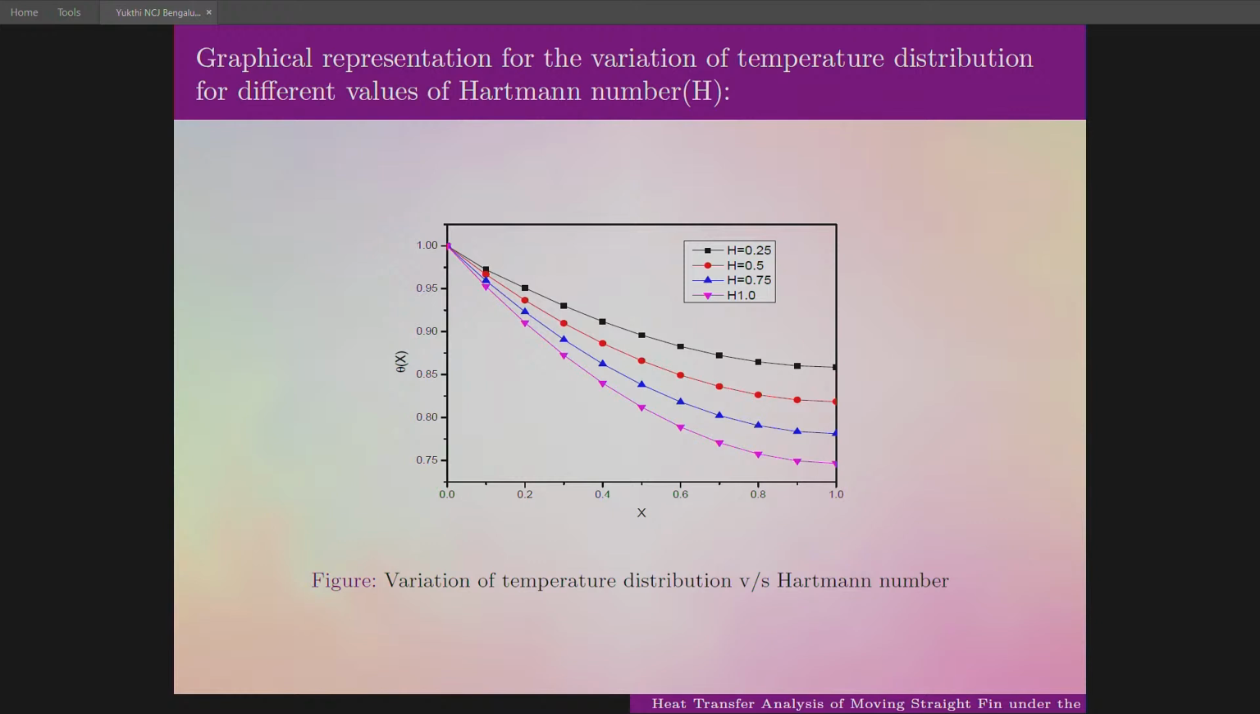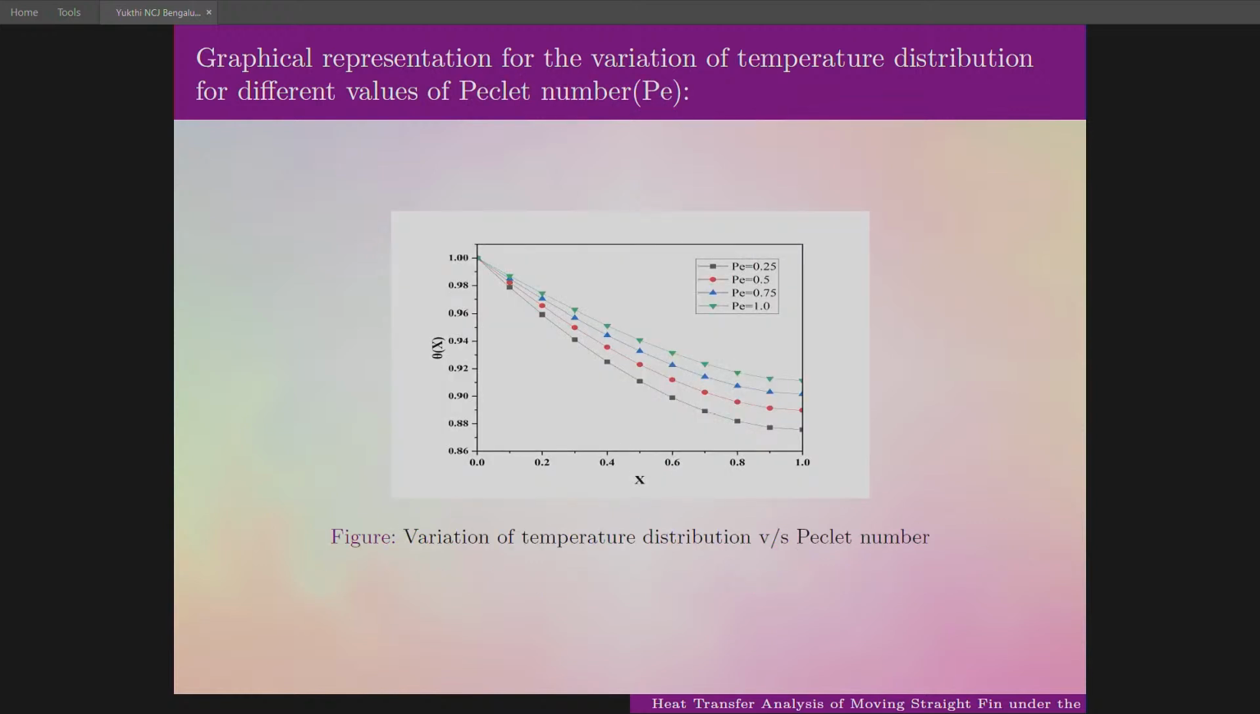Here, due to the existence of the magnetic field, the effect of buoyancy force also magnifies, and the fin convects more heat. Next comes the temperature distribution for different values of Peclet number. Peclet number is a non-dimensional number, non-dimensional speed, defined as the advective heat to the diffusive heat. As the values of Peclet number increase, the temperature is also increased.